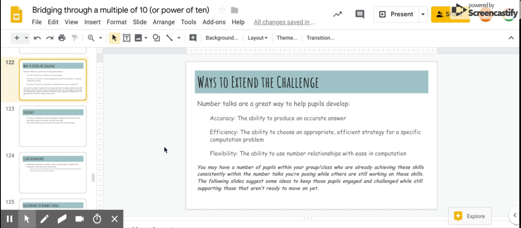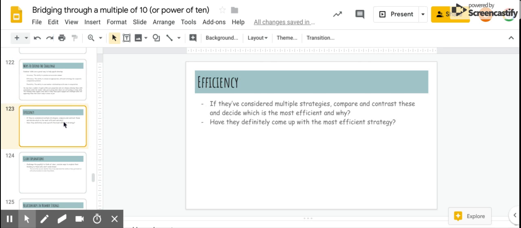The third and final video on how to use this resource includes ideas about how to support and extend pupils working at a range of levels within a class while engaging them all in the same number talk. The next section includes the following areas: ways to extend the challenge, including looking at efficiency and developing the language and understanding of pupils by building their capacity to explain their thinking clearly.